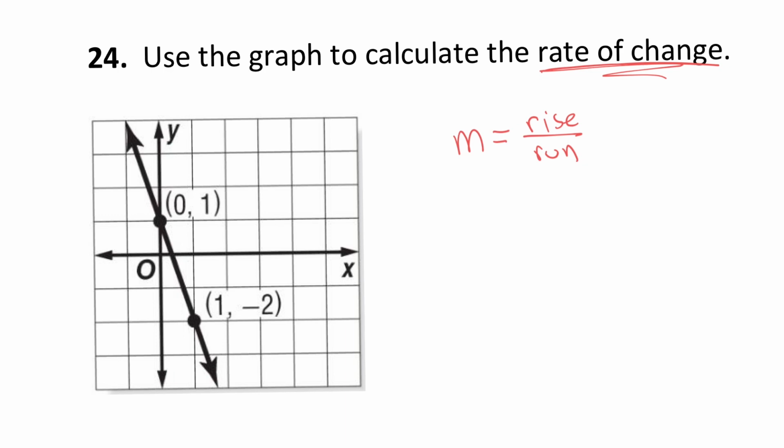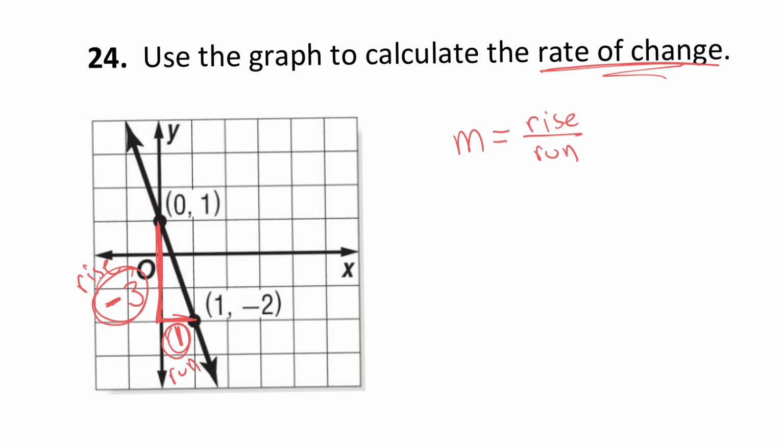So I need to find out how to get from this point, (0, 1), all the way to the second point. So I need to go down, and I need to know how many steps I go down. So that's 1, 2, 3. Since it is down, that's going to be a negative 3. And then you go 1 step to the right. So the rise will be your negative 3. When you go up or down, that's the rise. And the run is when you go to the right.